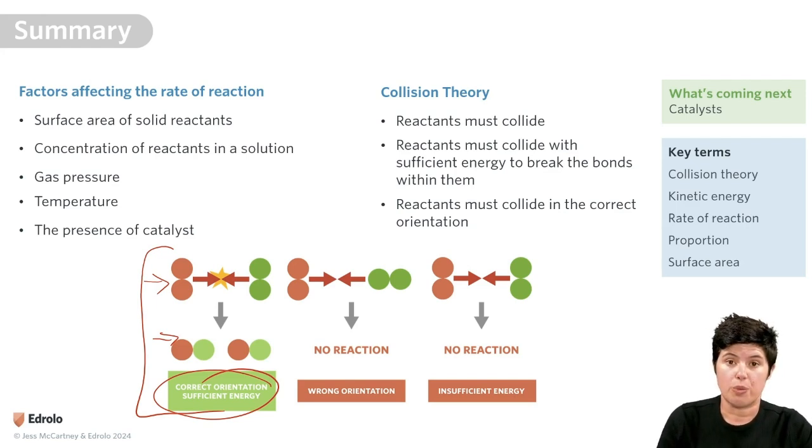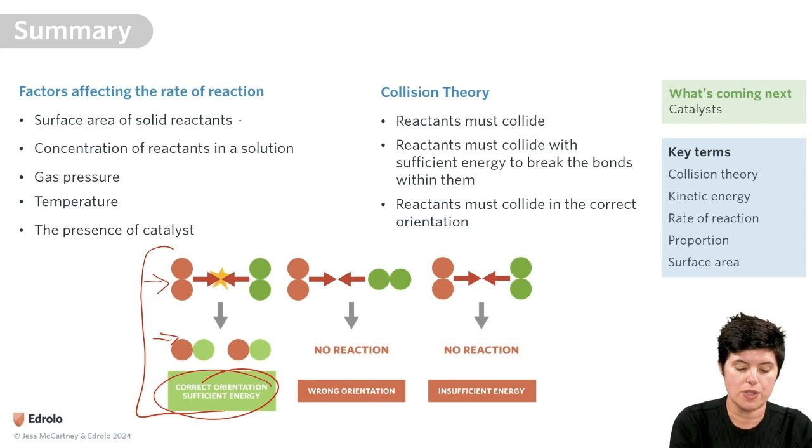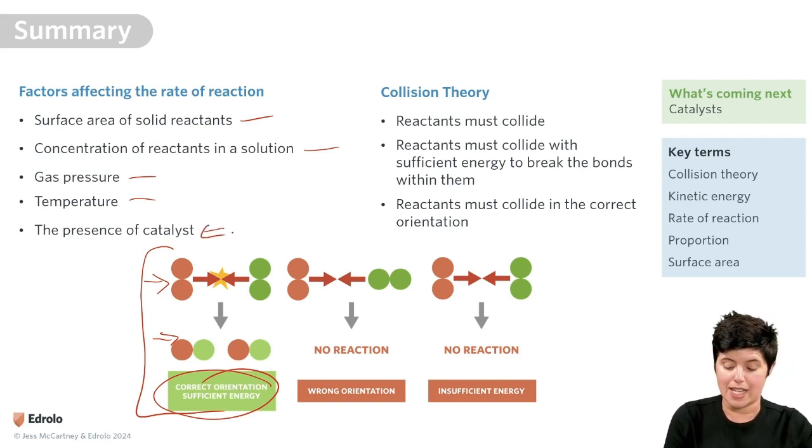There are certain things that we can do to affect the rate of reaction. We can increase the surface area of solid reactants. We can increase the concentration of reactants in solution. We can increase the pressure by decreasing the volume of the reaction, and increase the temperature. And the last thing is the presence of a catalyst, which we will talk about in the next lesson. So what's coming up next is catalysts.